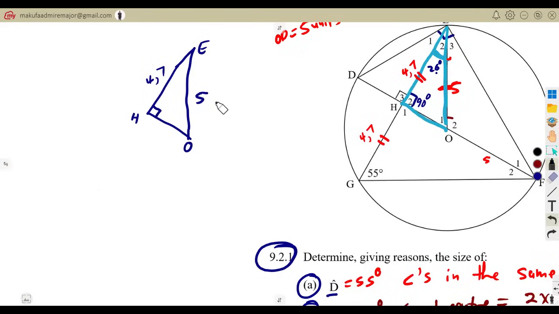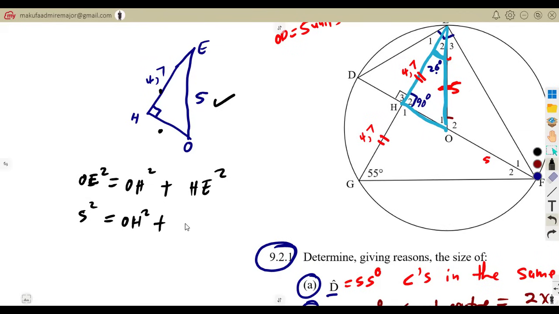From Pythagoras theorem, what does it mean? Hypotenuse is squared, OE squared, is equal to what? The shorter side, which is OH squared, and the other shorter side, which is HE squared. We have the length of OE. From O to E, that is 5. So 5 squared is equal to OH, which is the one that we need to calculate, so that's OH squared plus HE, which is 4,7 squared. I'm just going to take this to the other side. It becomes a negative there. So it's just going to be 5 squared minus 4,7 squared.